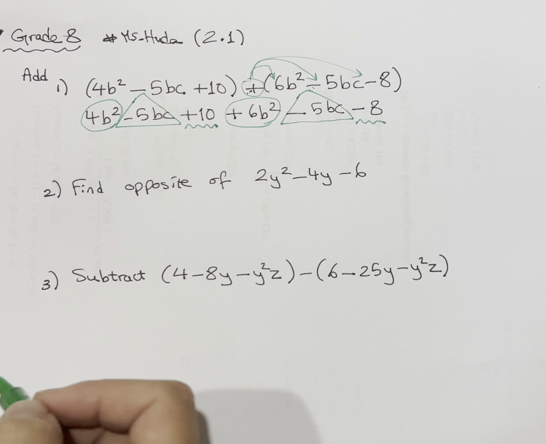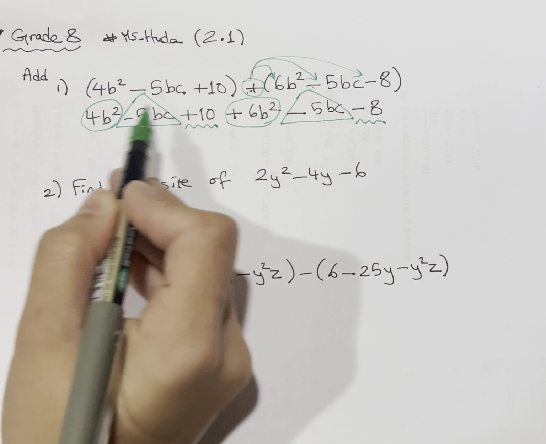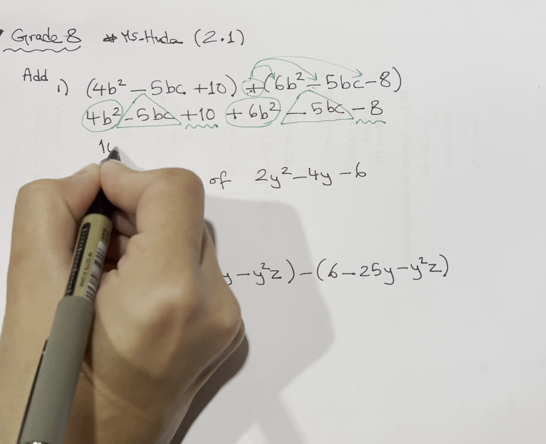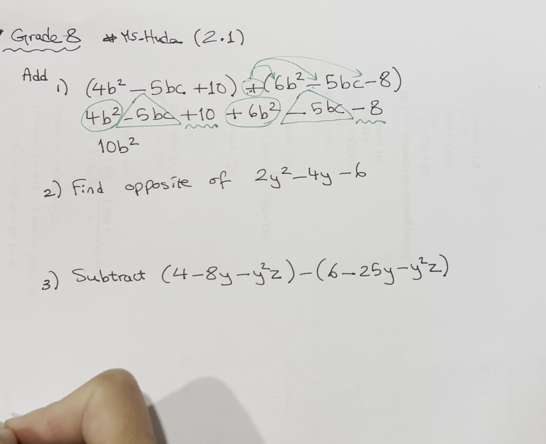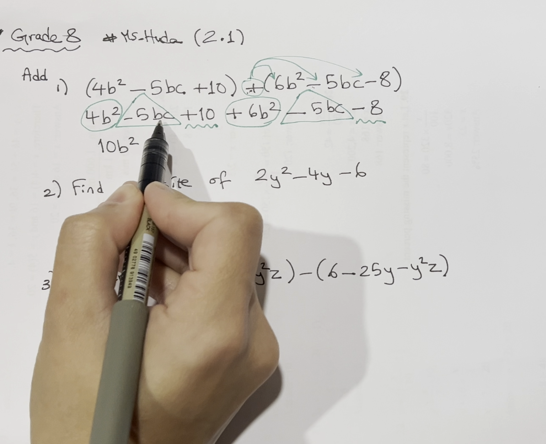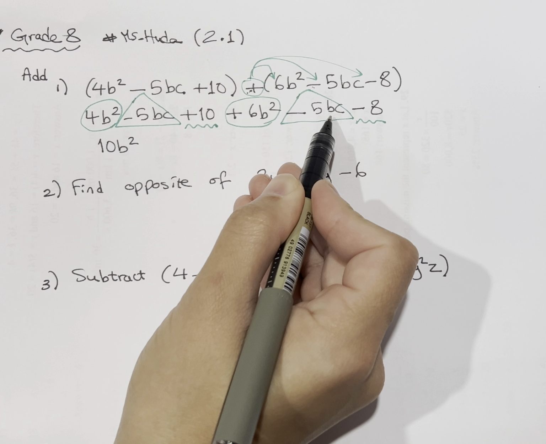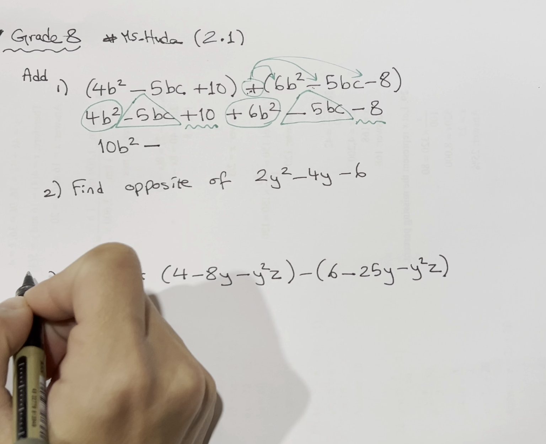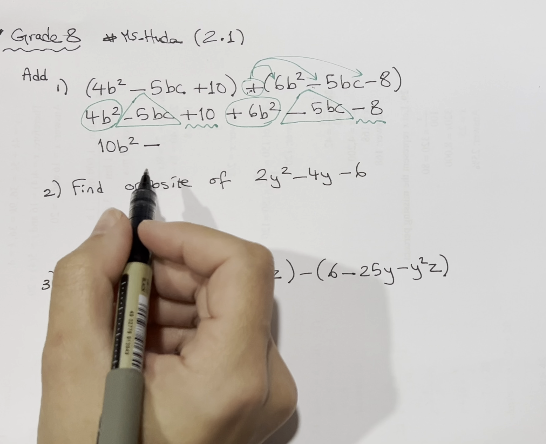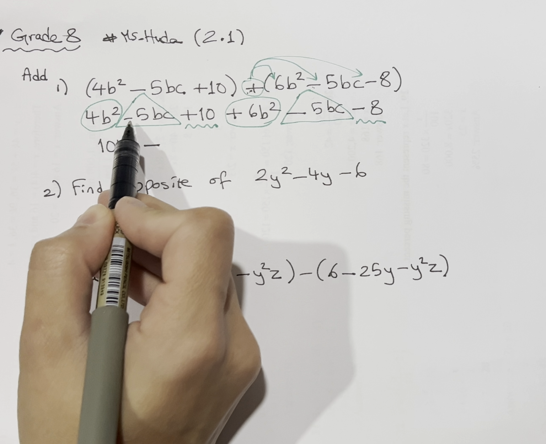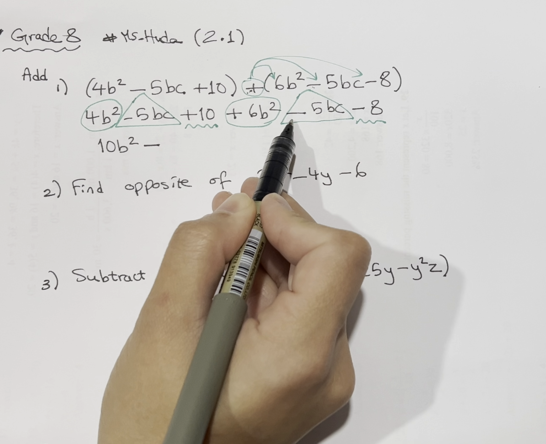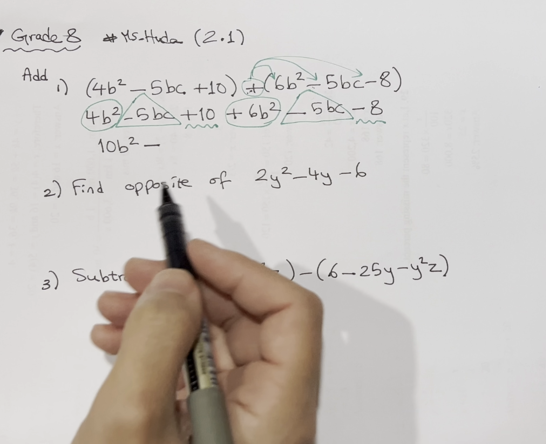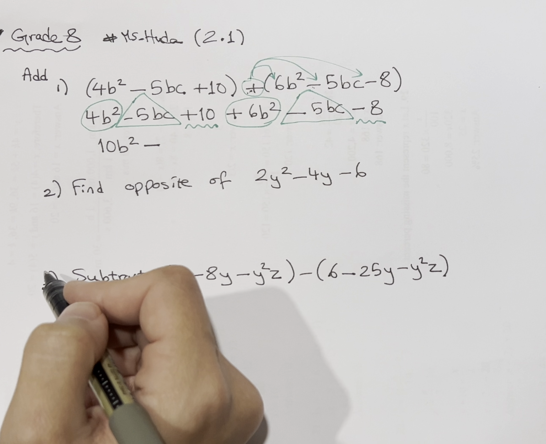Now we will solve the like terms. 4b squared plus 6b squared, I'll get 10b squared. And then negative 5bc, whenever we've got two negatives, I will keep one negative. Because on the number line, when I'm going on the left side, that's negative. Again, I am saying negative 5, again I am continuing on the left side. That means my answer will be a negative number.